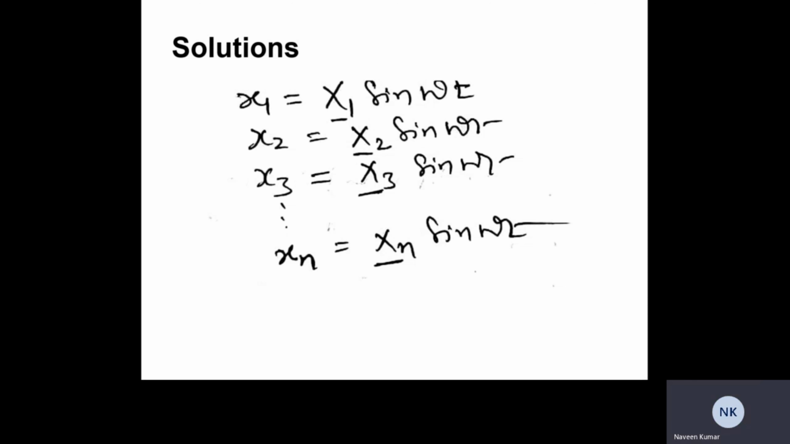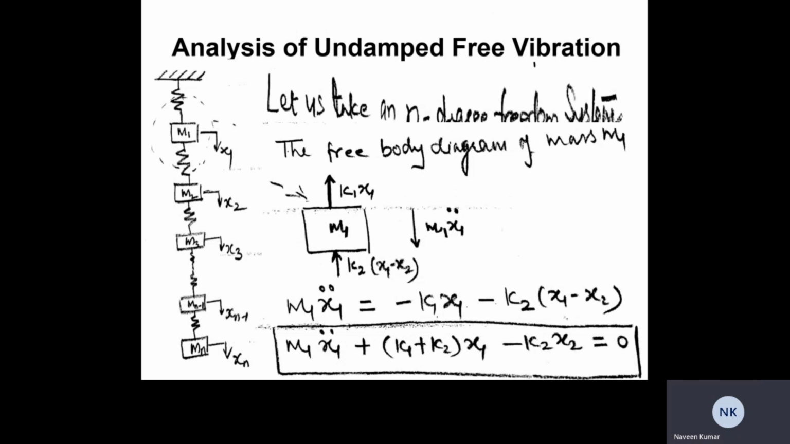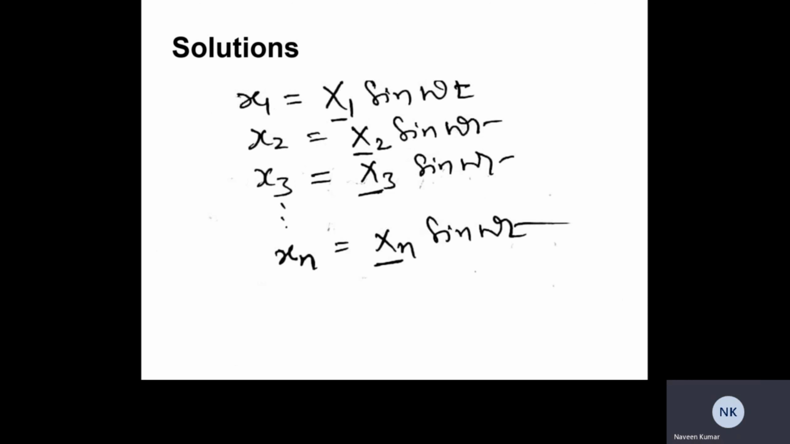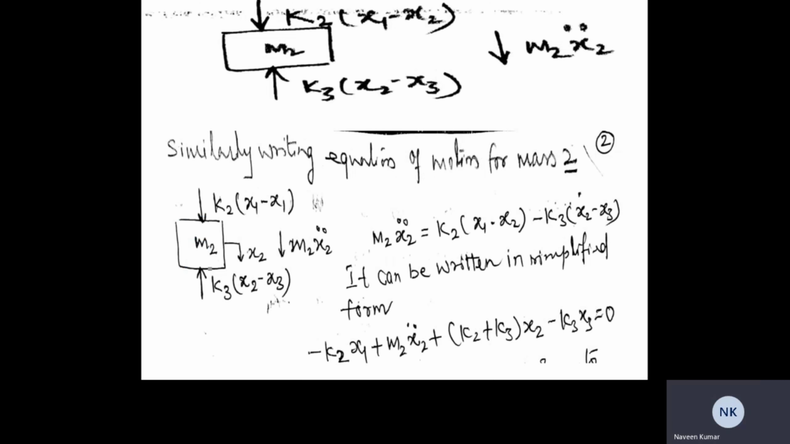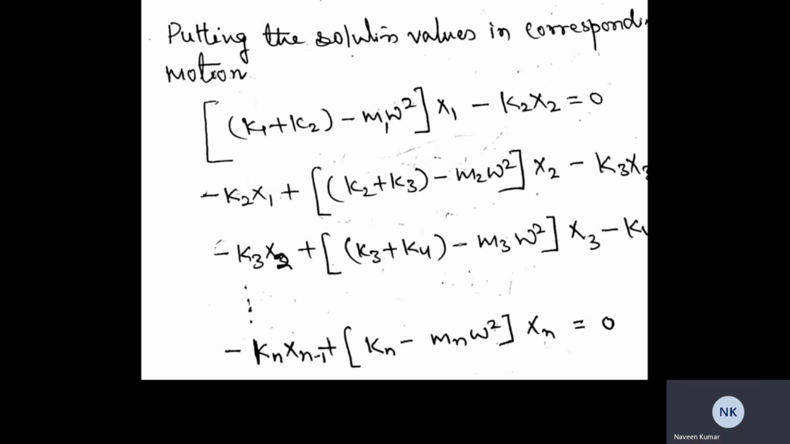Now, putting this value of x1 in equation number 1, the equation of motion for mass 1, you need to put the value of x1 double dot. This you will get by double differentiating this solution. That would give you minus omega square X1 sine omega t. So putting these values in, x1 double dot, x1 and x2 values, sine omega t would be common, so it would cancel out. And the equation comes out to be in terms of coefficients of X1 and X2. Similarly, putting all other values in the equations of motion of mass 2, mass 3, and mass n, you would get the equation of motion for all these individual masses in this way.